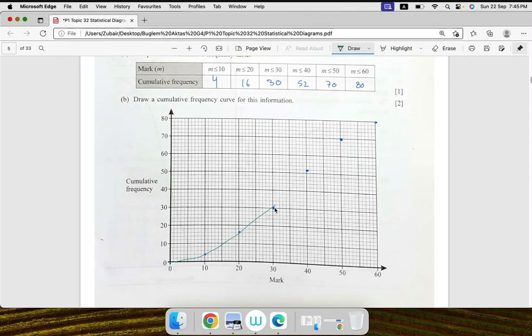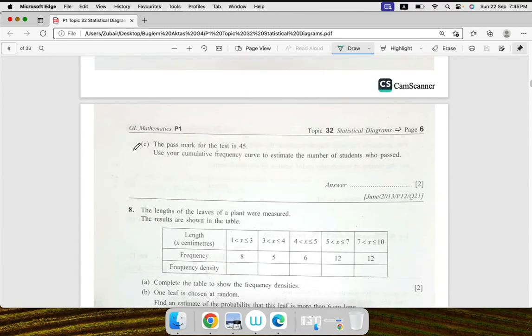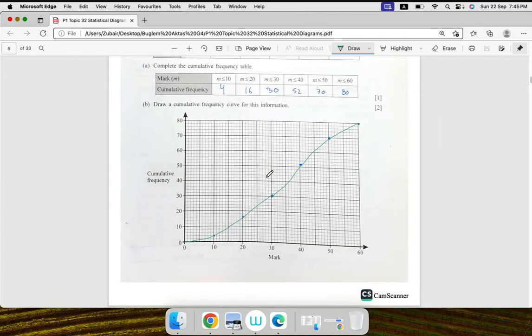Do this practice to be able to make a smooth curve. Here, this is not smooth. In exam, this should not be the case. The pass mark for the test is 45. Use your cumulative frequency curve to estimate the number of students who passed.